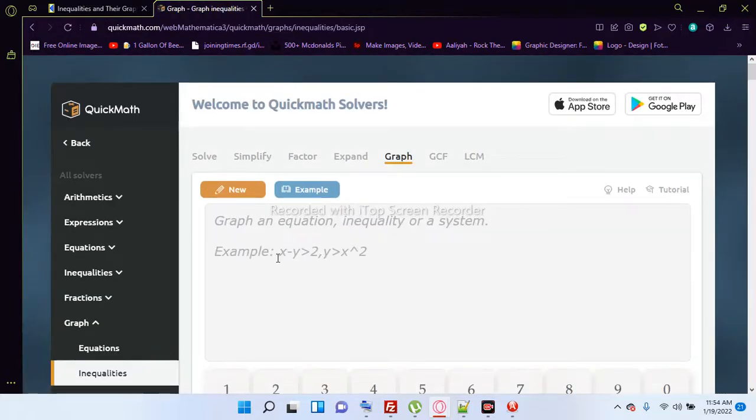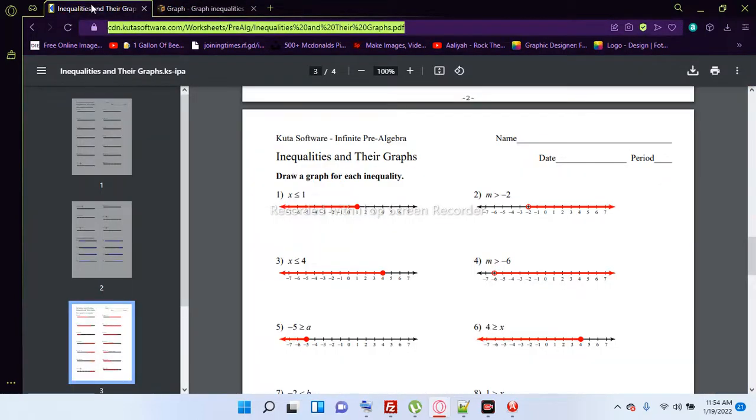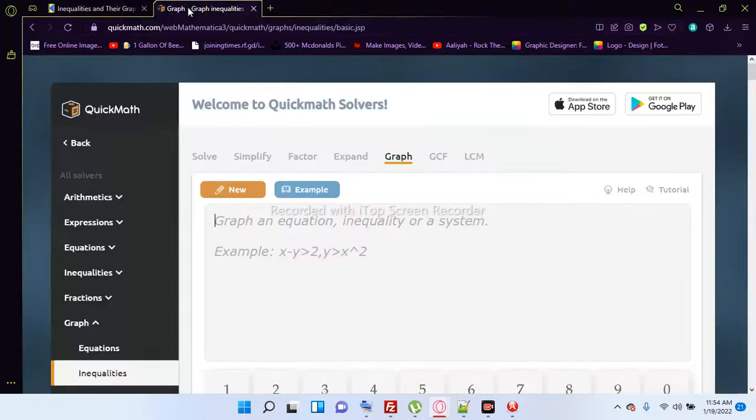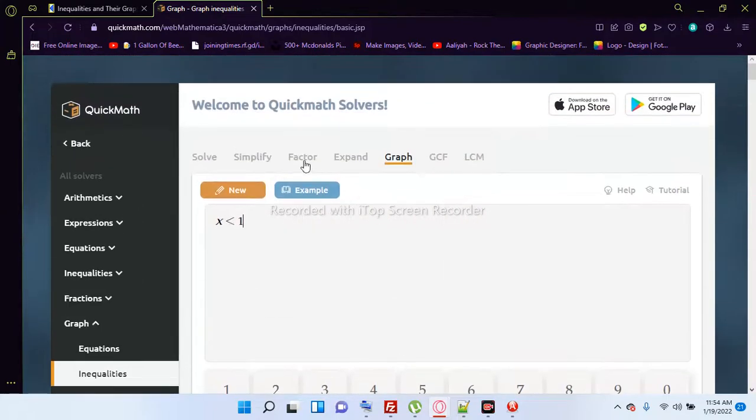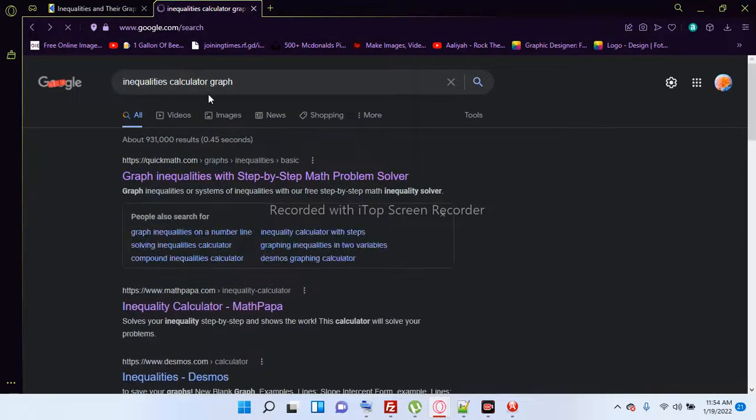Now we type in x is less than 1. So it goes x less than 1. And what we do is, oh, there it goes. Here, see right here. You need to go to inequalities, graph, calculator, graph, and that will show you this right here.